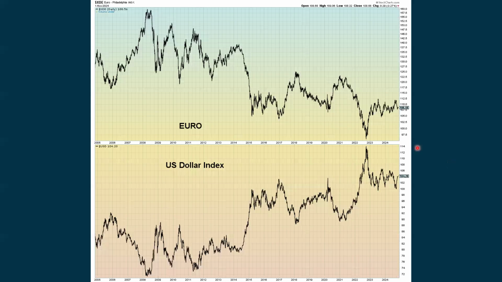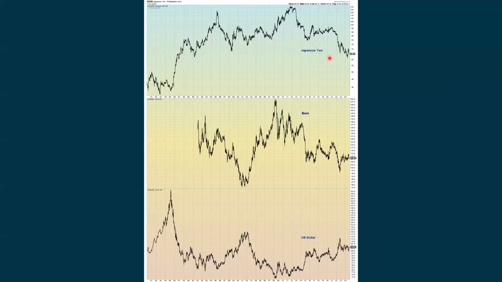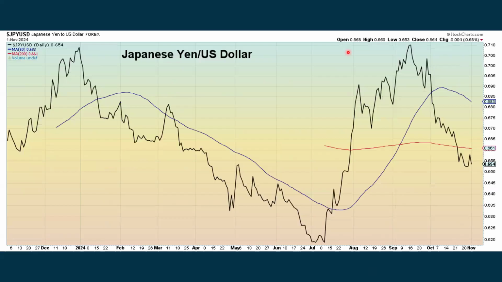The euro, which is in an uptrend compared to the dollar, but lately has been seeing some weakness. And here's a breakout chart showing how the euro's been coming down, but we're still in an overall uptrend to the US dollar. The Japanese yen has been in a downtrend. It started to bounce back up. It's also in an uptrend compared to the dollar, but some recent weakness has been coming through.